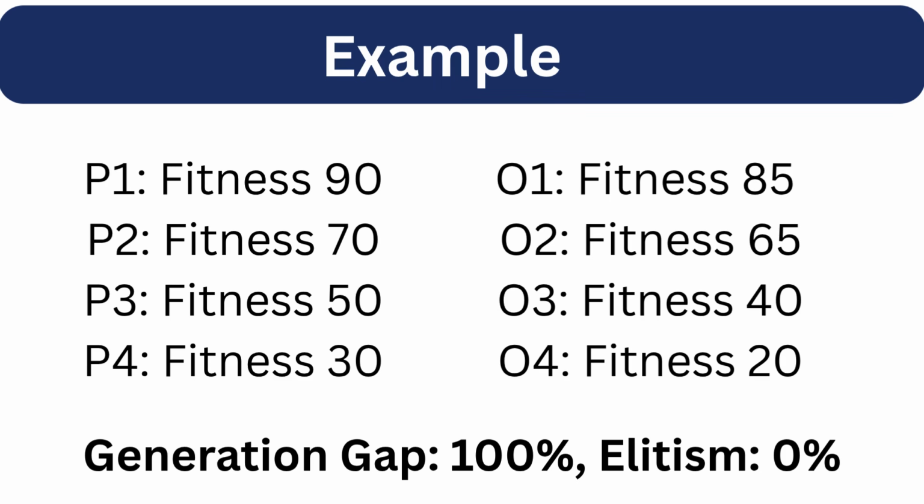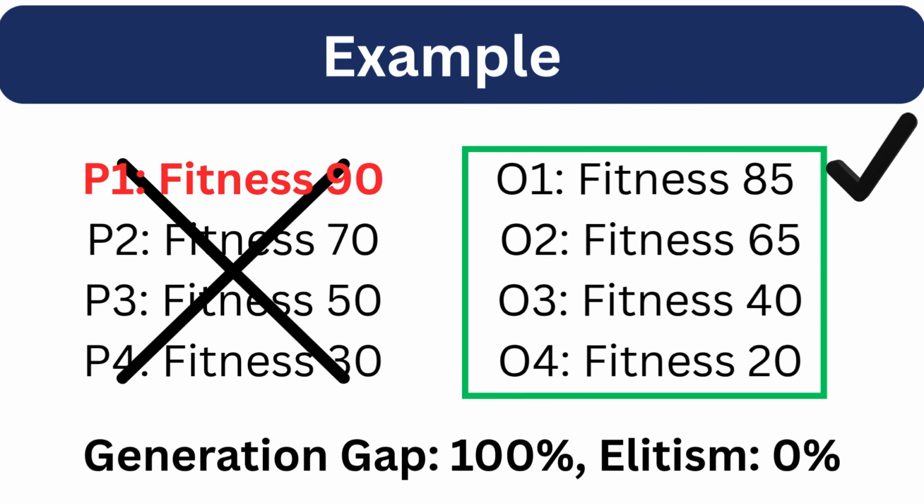A generation gap of 100% means that the entire current population will be wiped out and replaced with the new offspring, which means none of the parent individuals will be retained and only the offspring will be moved to the next stage. But there is a big drawback because we lost the individual with the highest fitness, that is 90.